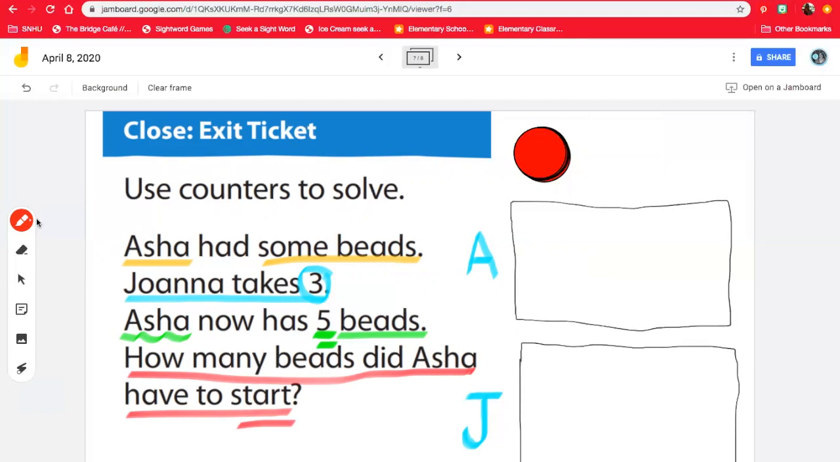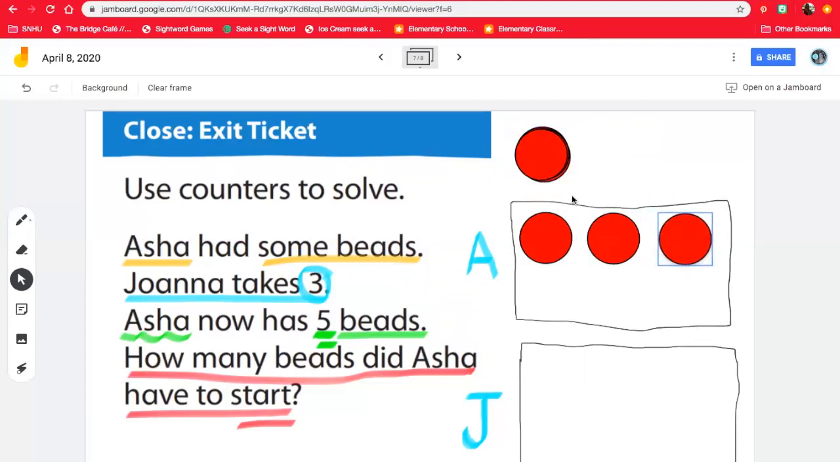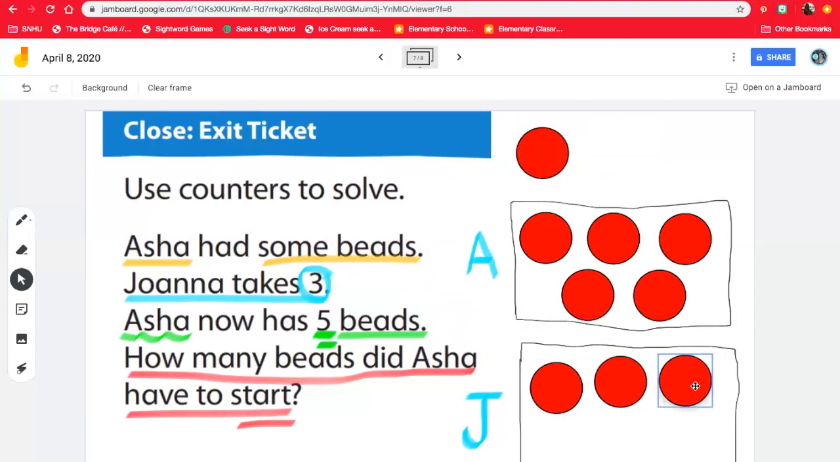So in this problem, it might be a little easier to work backwards. So we know that Aisha now has 5 beads. So in the box labeled A for Aisha, I'm going to put 5 counters in it. 1, 2, 3, 4, 5, resembling the 5 beads she has left. We know that Joanna took 3 of Aisha's beads. So instead of taking the 5 that she has left, we're going to put 3 beads in here because these are the 3 beads that Joanna took because Aisha now has 5.